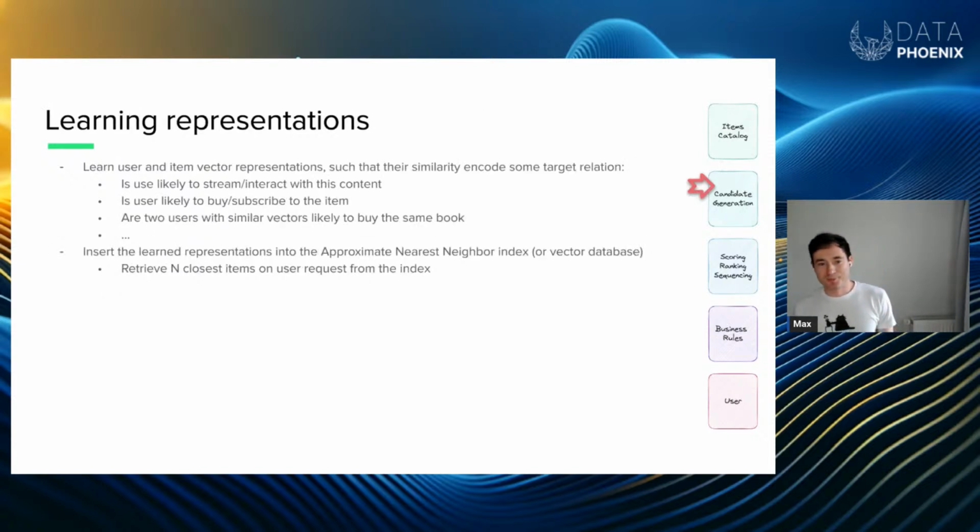But obviously, the more interesting approach is to use machine learning. So how can we use machine learning to generate the candidates for the recommendation system? And the answer is representation learning.